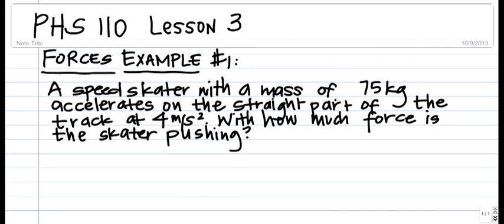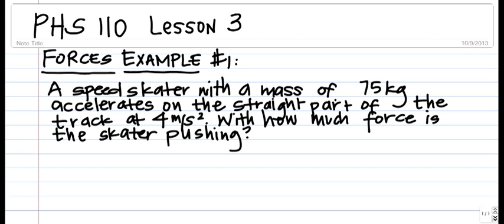Okay, so for the forces lesson 3 today, I have two sample problems for you. One's a little easier than the next. So the first one states that a speed skater has a mass of 75 kilograms and is accelerating on the straight part of the track at 4 meters per second squared. We want to know how much force the skater is pushing with.